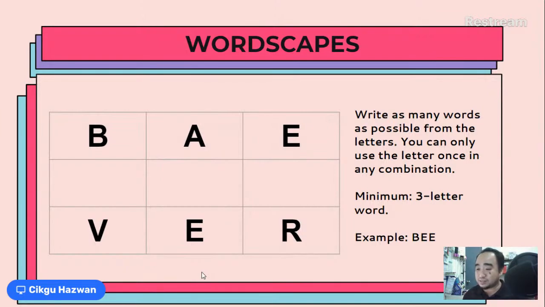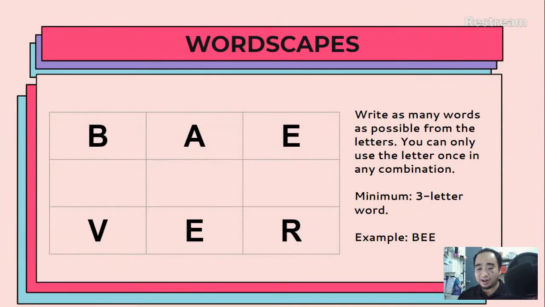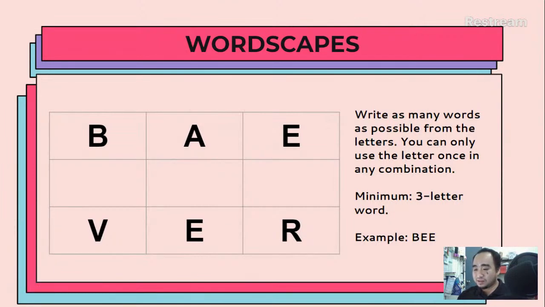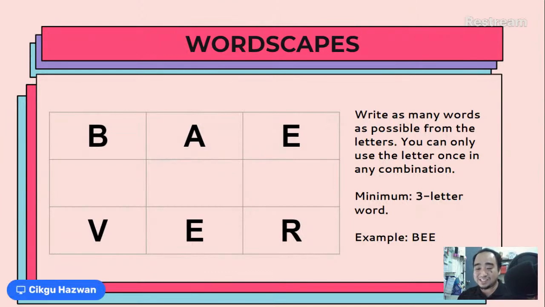B-E-E, for example. So good. You can see brave. Good job. You can see ear. Wonderful. You also have are. Good. You have bear. Wonderful. Okay, this is a new trendy word, bay. Wonderful. And also bear. So who can give me the 6-letter word from this combination of letters?